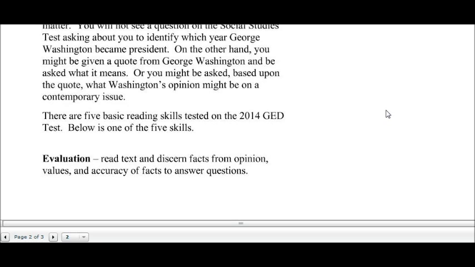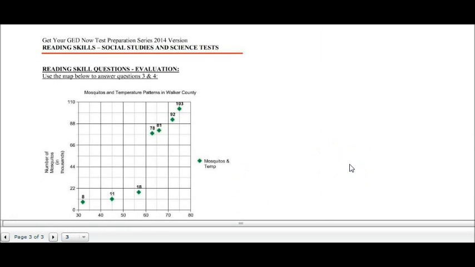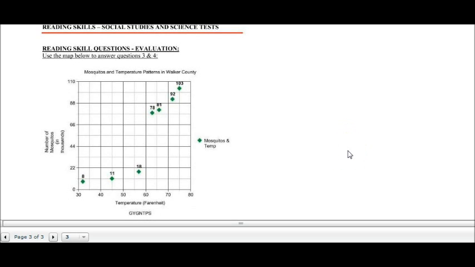What's a fact? What's someone's opinion? What value is being expressed here? Is this accurate? And that kind of thing. Doing an evaluation. So what we're going to do here is look at a sample, a couple of questions that look at the evaluation skill. So we have a chart here, and just like we do when we're looking at GED Math, we're going to do the exact same thing when we're looking at GED reading tests.